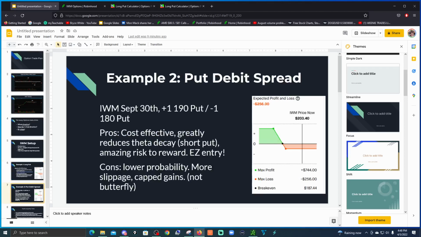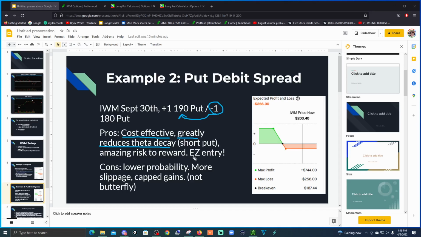And what's the better way to do it? Well, in my opinion, it's actually a put debit spread. You are buying a put and selling another put at the exact same time. It's also often called a put vertical, but this is great because the pros are that it's very cost effective and it greatly reduces the theta decay because we're selling a put to finance the purchase of another put.